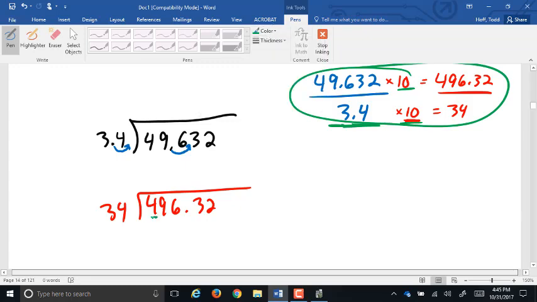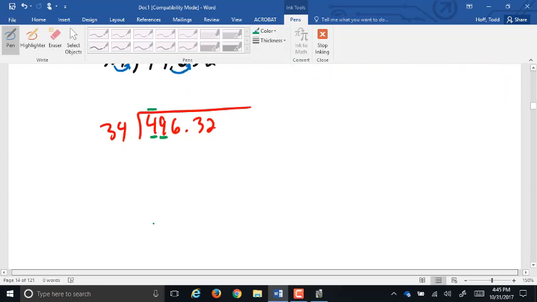Okay, so down here, does 34 go into 4? No, so I'm going to leave it blank above the 4. Does 34 go into 49? Yes, how many times? Once. 1 times 34 is 34. What do we do? Subtract. 9 minus 4 is 5. 4 minus 3 is 1. So there's 15 left over out of that 49.